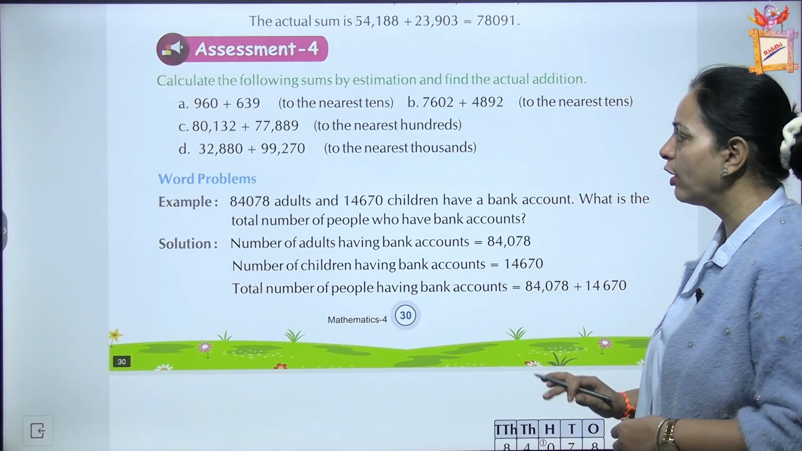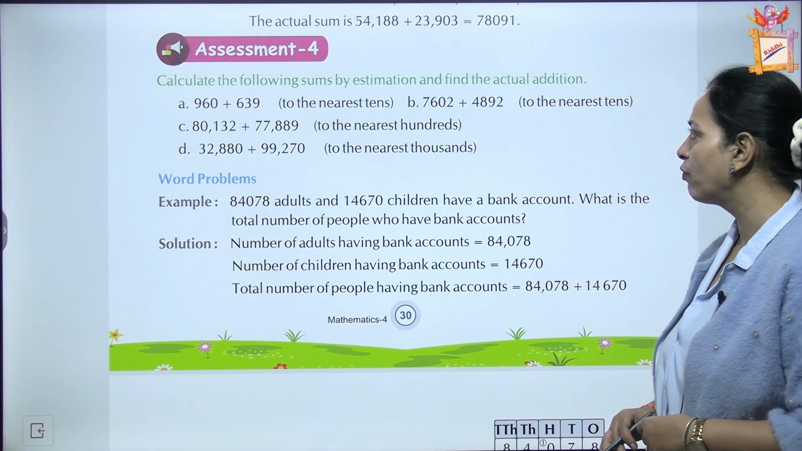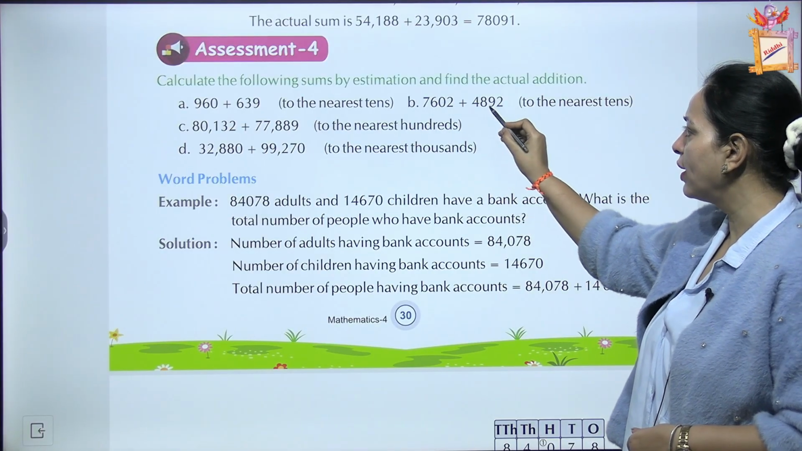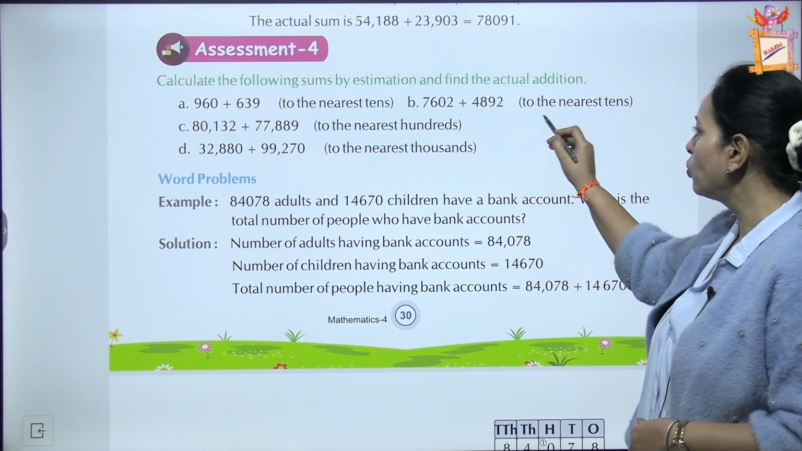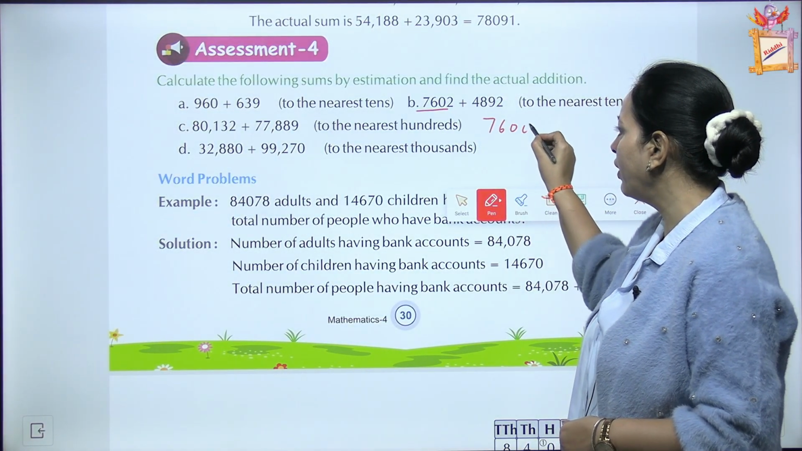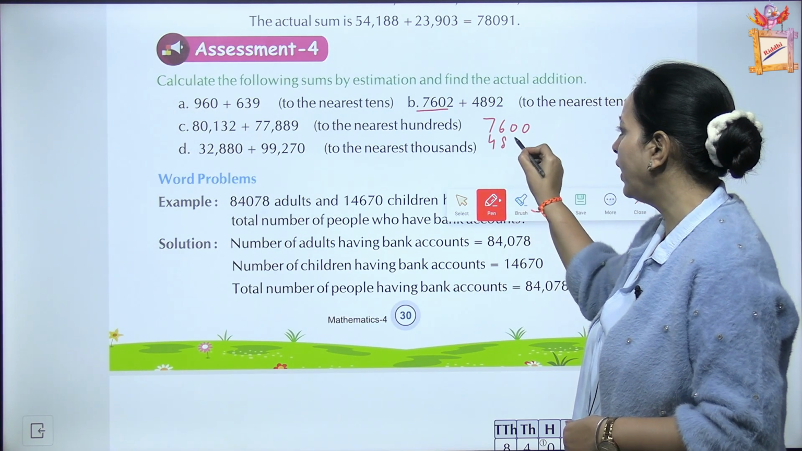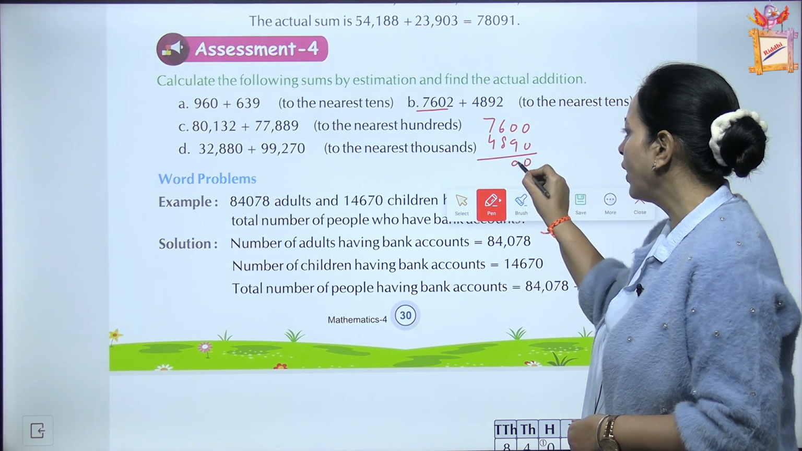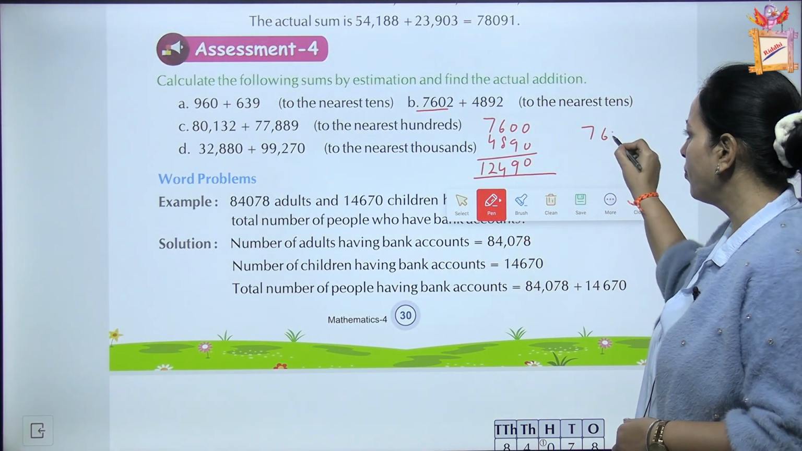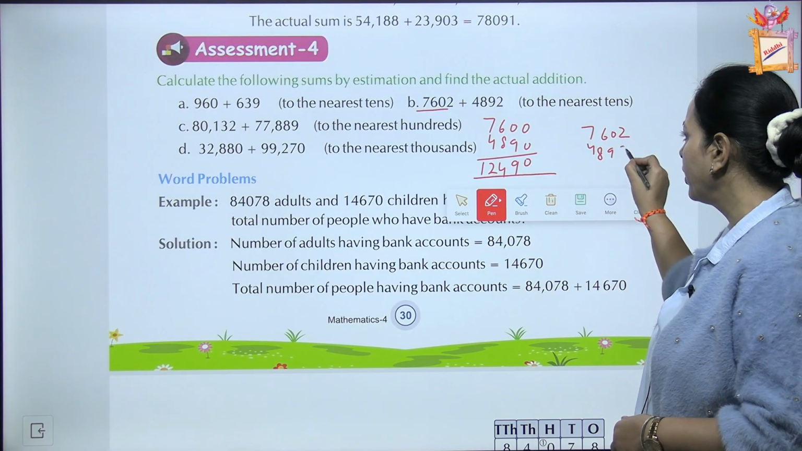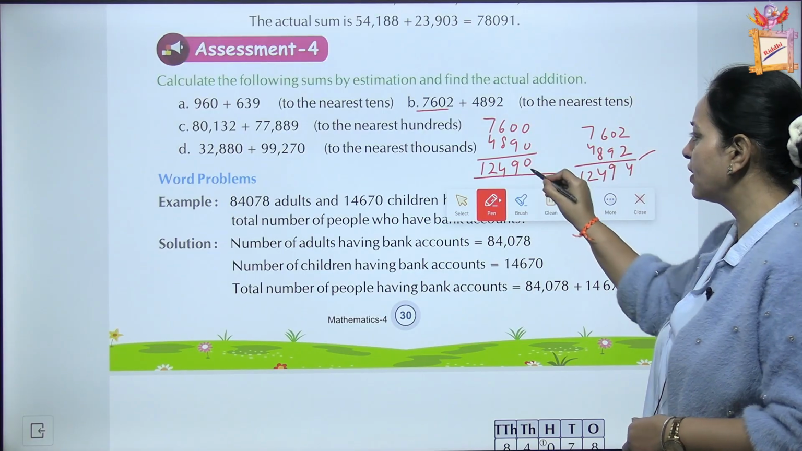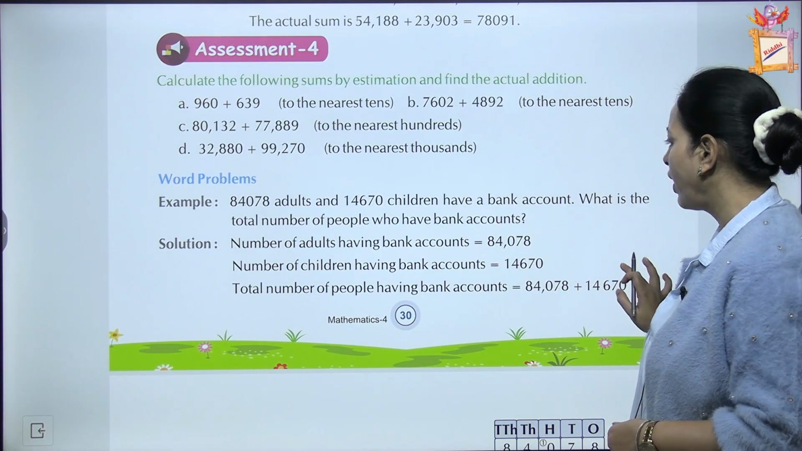Now assessment 4, calculate the following sums by estimation and find the actual sum. Like here B part, 7,602 plus 4,892 to the nearest tens. तो tens में ये क्या बन जाएगा 7,600 and this is 4,890. तो दोनों को ऐड कर देंगे and now find the actual sum. 4,892, this is the actual and this is the estimated. Similarly you can try the rest one.